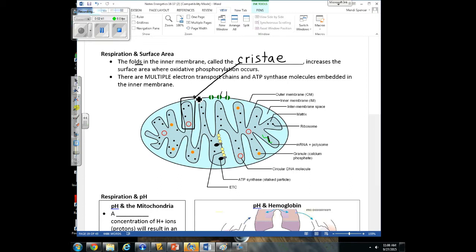Now, one thing I want to point out is that on a previous page, we drew in the electron transport chain embedded in the inner membrane of this mitochondria, but I only drew one, but there's many of them. So let's indicate that by putting some more electron transport chains in there and more ATP synthase molecules. And so if we have more folds in the membrane, then we have a greater surface area where these important proteins can be embedded. So greater surface area is going to lead to a greater amount of ATP production.